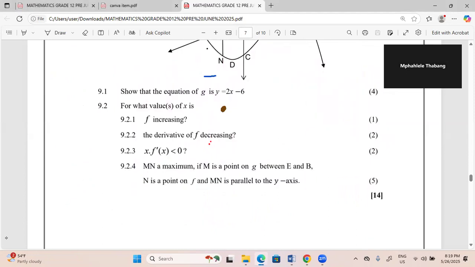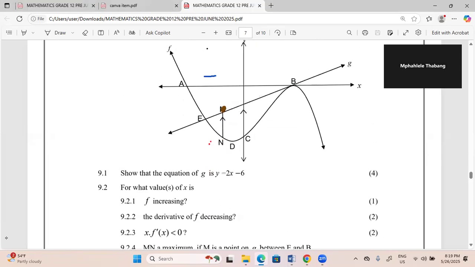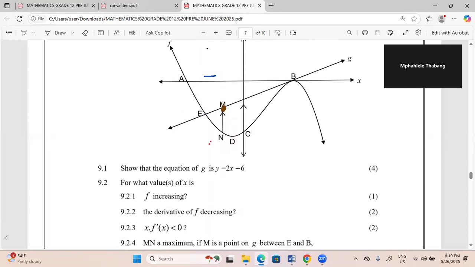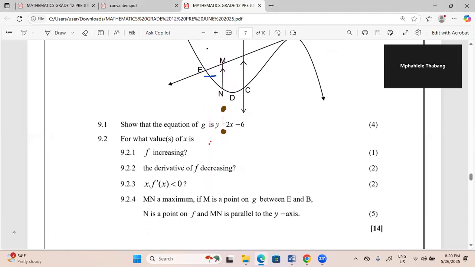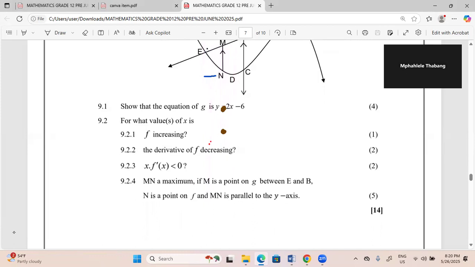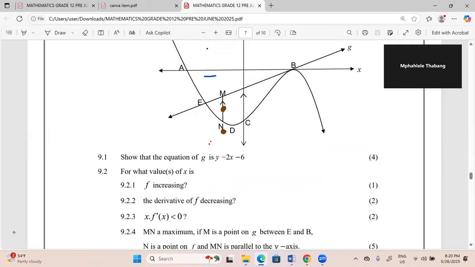And then, okay, N is a point between E and B. And N is a point on F. We see that N is a point on F. So what is he looking for? And it's also saying MN is parallel to the y-axis. So he's asking for what values of x is MN a maximum?